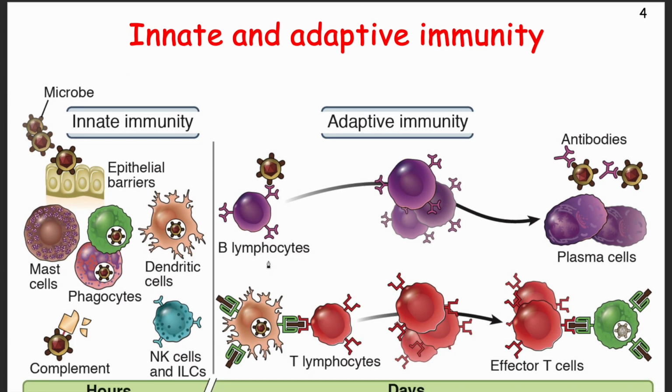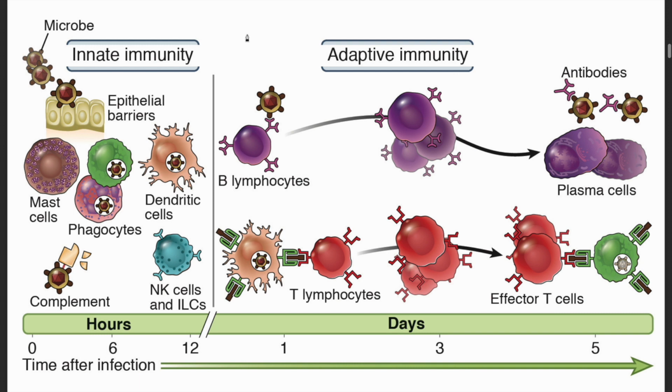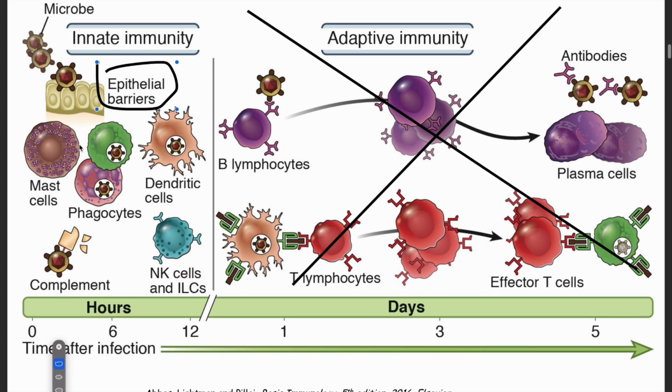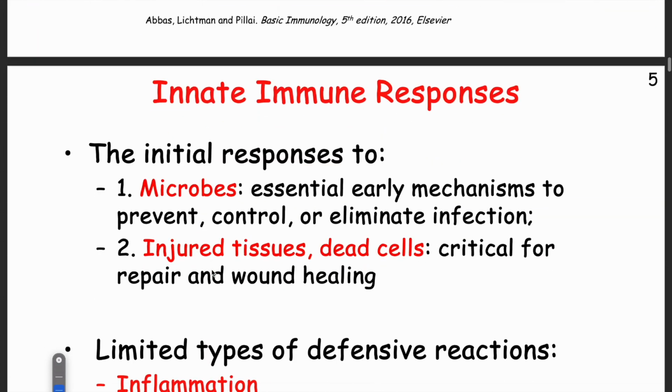هسه بالنسبة للإنيت immunity هسه خلينا نعوف الأدابتيف. ما راح نركز على الأدابتيف هسه، راح نركز على الإنيت. الإنيت immunity it includes the skin and the mucosa which are the epithelial barriers. تمام؟ the first line of defense, and it includes the granulocytes اللي هي النيوتروفيلز الايزينوفيلز البيسوفيلز. It includes the phagocytes, dendritic cells, mast cells, complement system, natural killer cells وإلى آخره.